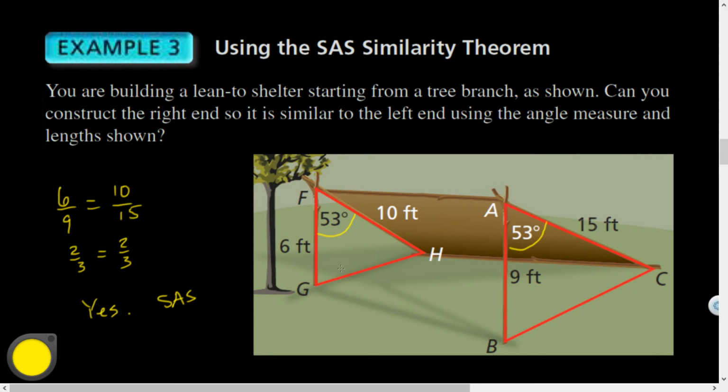But I don't know why you would want two similar triangles for your lean-to shelter. Congruent would be more helpful, unless you were building it on a slope. Like imagine this was a hill going this way. 6 is to 9. 3 goes into 6 twice, into 9 thrice. 5 goes into 10 twice. Yeah, that's a good point.